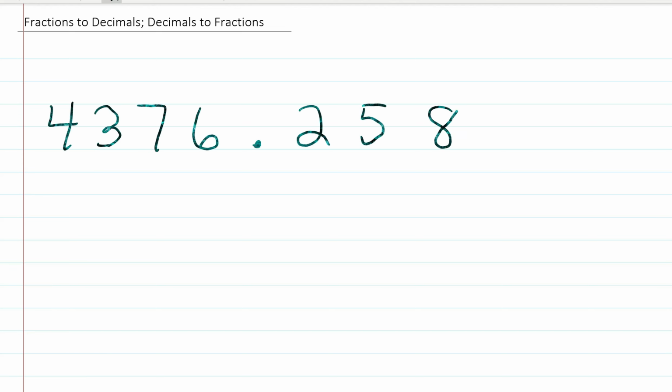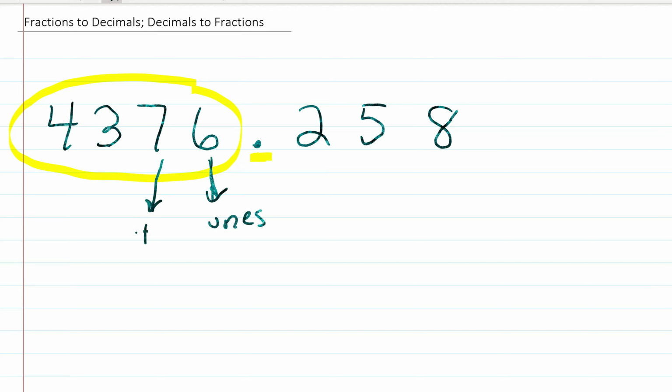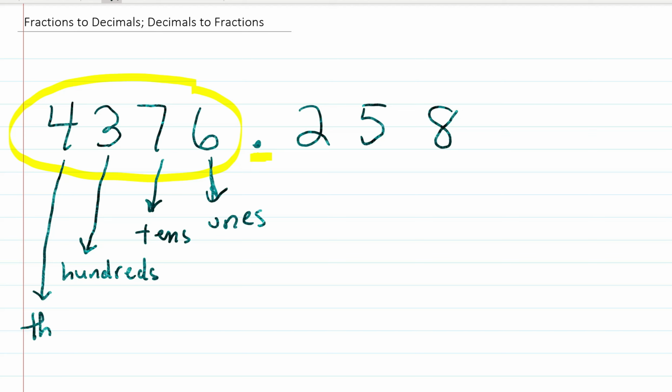So if we look at this number, we know that the number to the left of the decimal point is the whole number. So we already know those. Let's review them really quickly. We know that the 6 is in the ones place. We know that the 7 is in the tens place. We know that the 3 is in the hundreds place. And we also know that the 4 is in the thousands place, right?